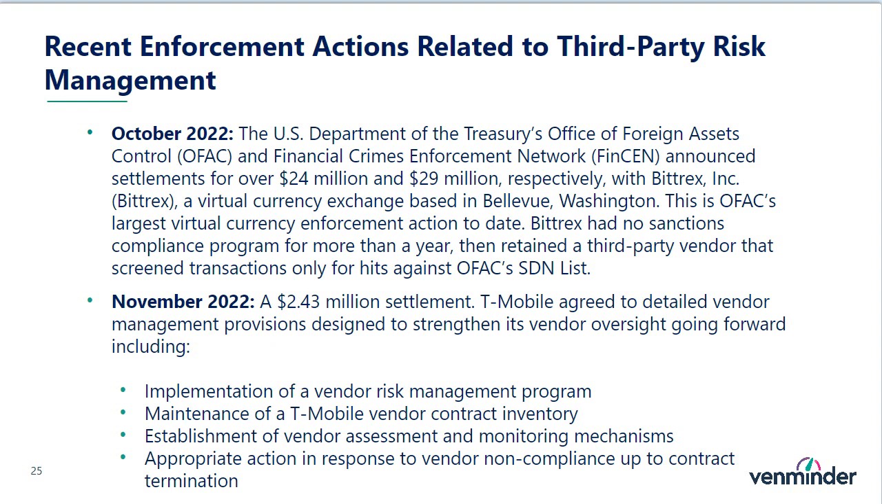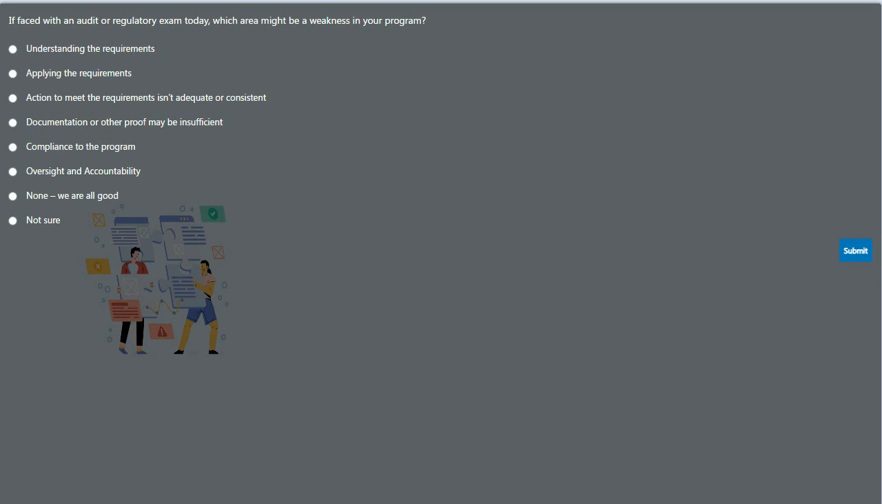Our second poll question of the day is, if faced with an audit or regulatory exam today, which area might be a weakness in your program? Understanding the requirements, applying the requirements, action to meet the requirements is not adequate or consistent, documentation or other proof may be insufficient, compliance to the program, oversight and accountability, none, we are all good, or you're not sure.